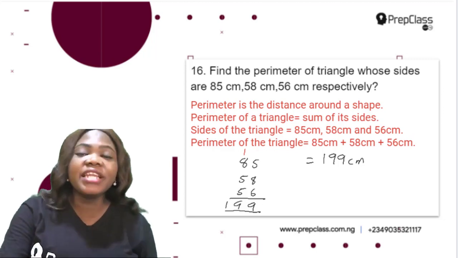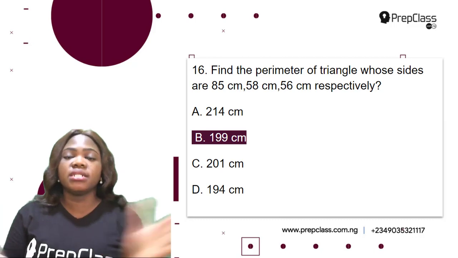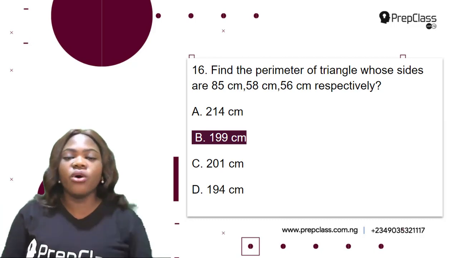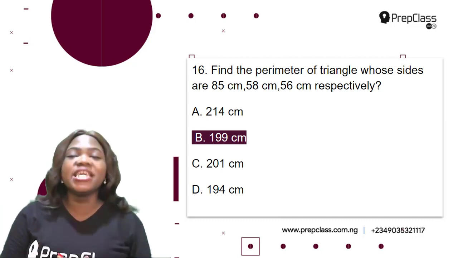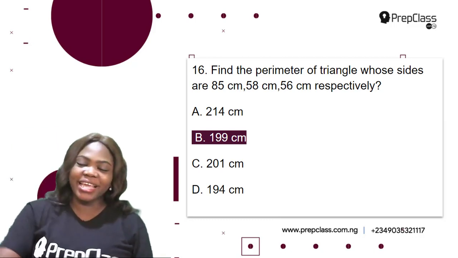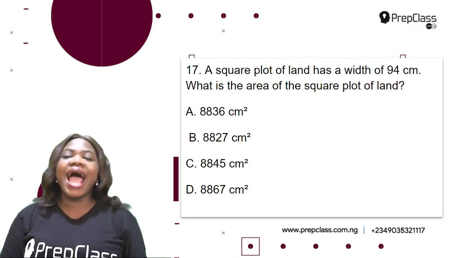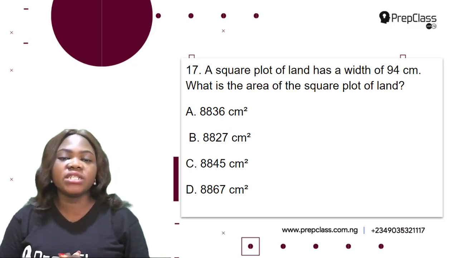So can you see that finding the perimeter of a triangle is actually very easy. Just sum the sides. That's all. So the correct option here is option B, 199 centimeters. Check. Question 17. A square plot of land has a width of 94 centimeters.